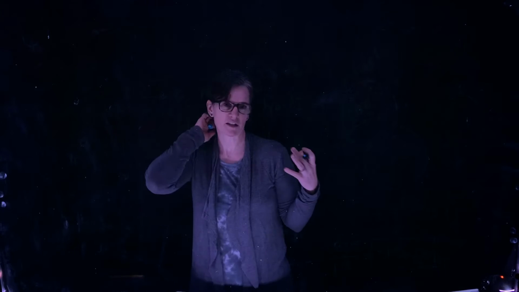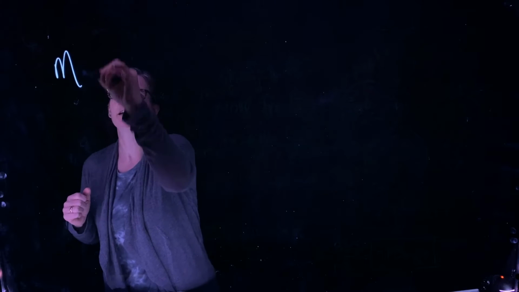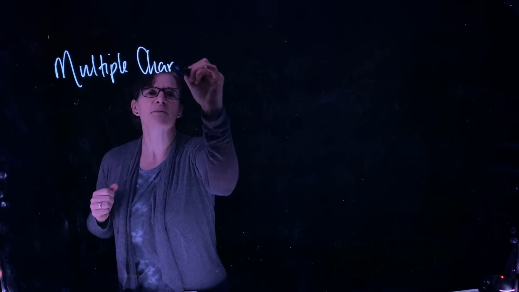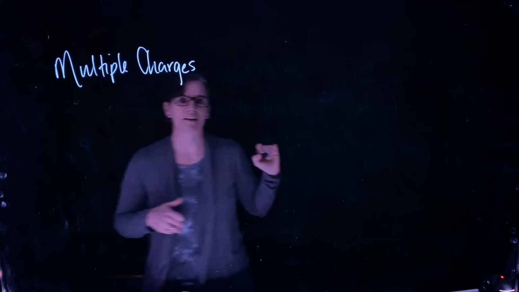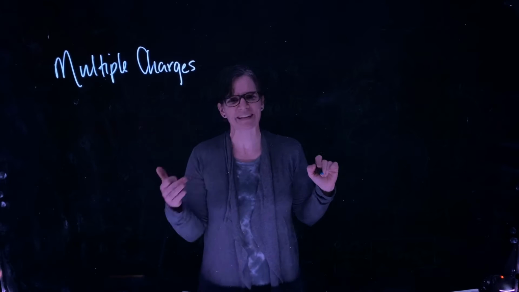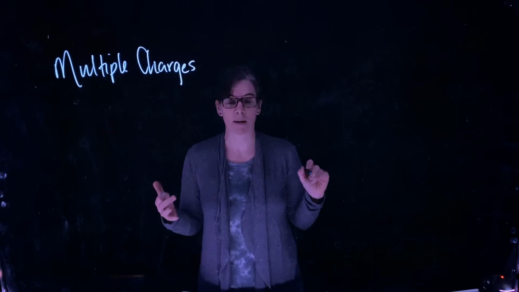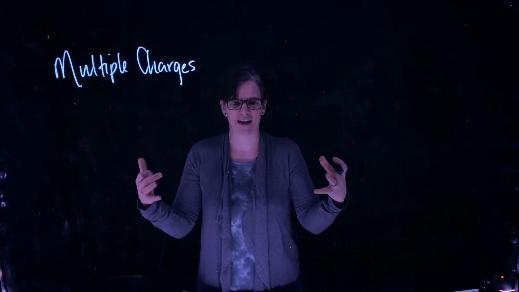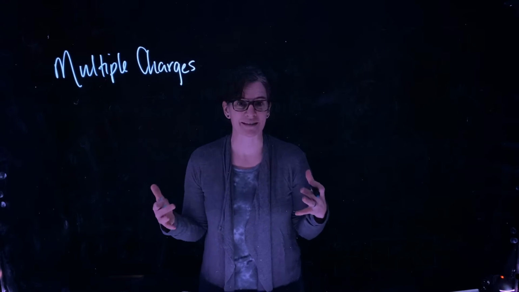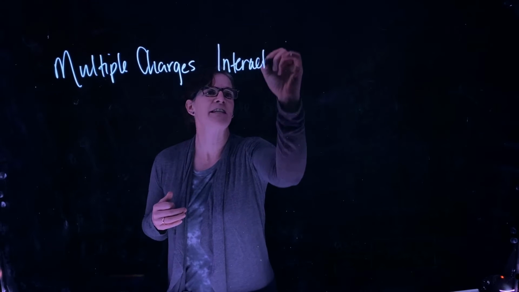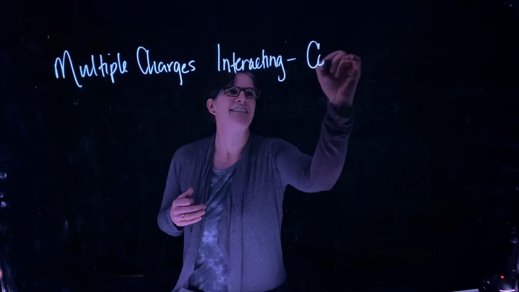So this mini lecture is going to look at this idea of superposition and what happens when we have multiple charges interacting. This mini lecture will look at it from a conceptual standpoint, and another mini lecture will look at an example problem from a mathematical standpoint. How do we actually determine the net effect of multiple charges in an area? So, multiple charges interacting, and this is of course conceptual.